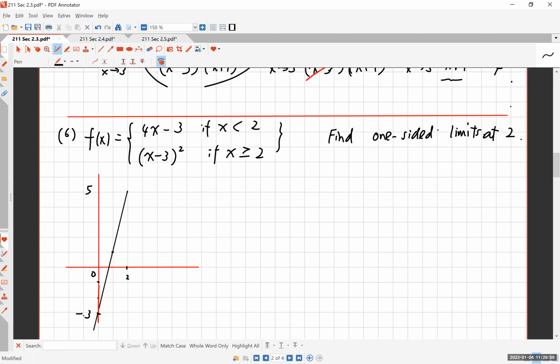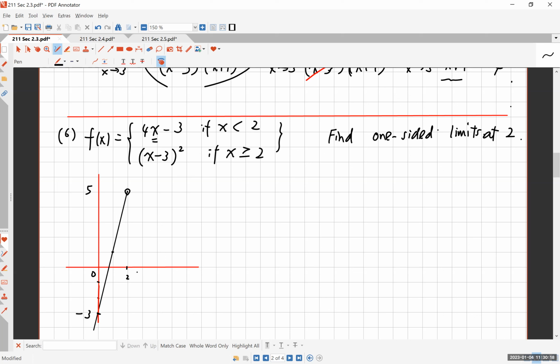So f is equal to 4x minus 3 as long as x is less than 2, strictly less than 2. So there should be a circle here, right, where it's supposed to be 2, 5. And by the way, when you plug in 2 here, you get 8 minus 3, which is 5. So this is the correct value.